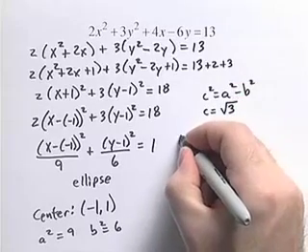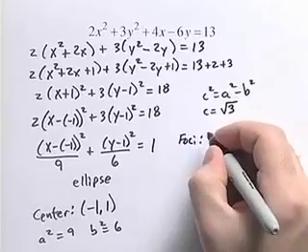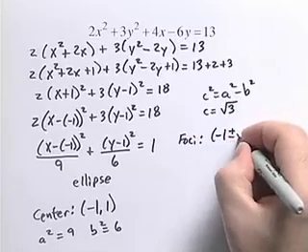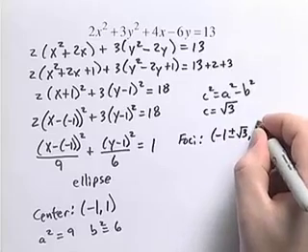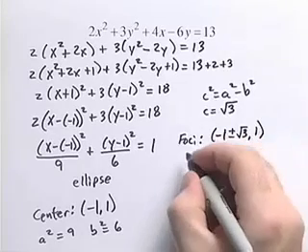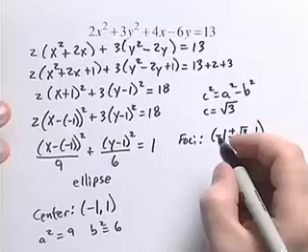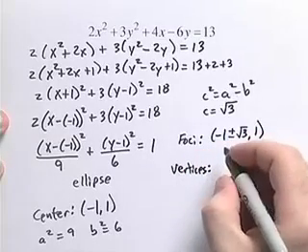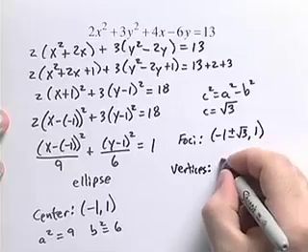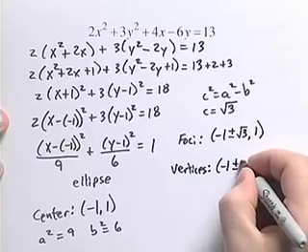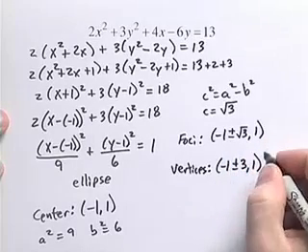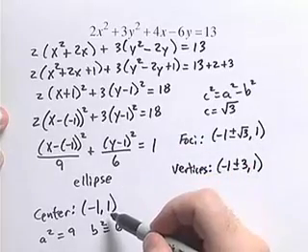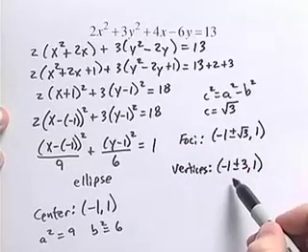The foci for our ellipse are going to be at negative 1 plus or minus the square root of 3, comma 1. The vertices of our ellipse are going to be at negative 1 plus or minus 3, comma 1. So this conic is an ellipse. The center is negative 1, comma 1. We have these foci and these vertices.